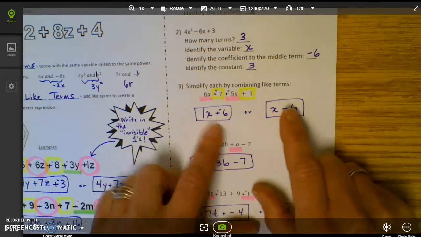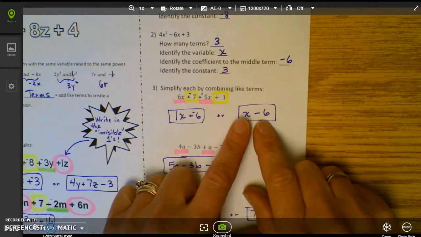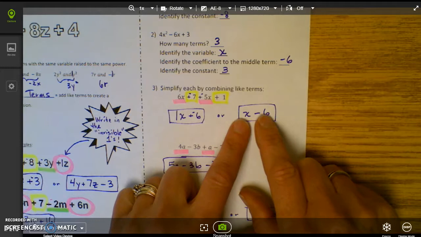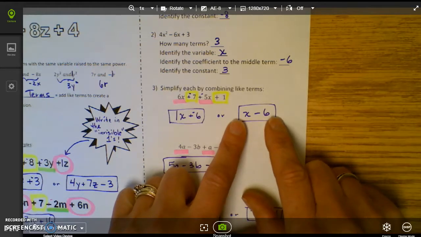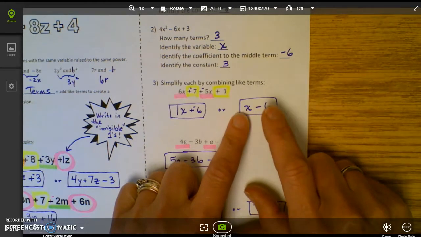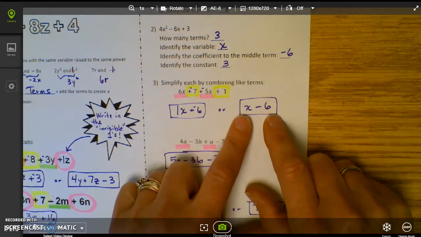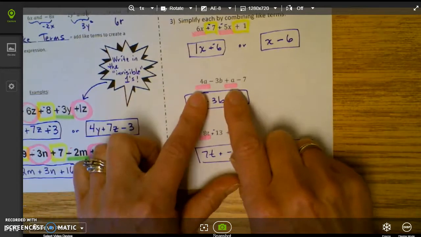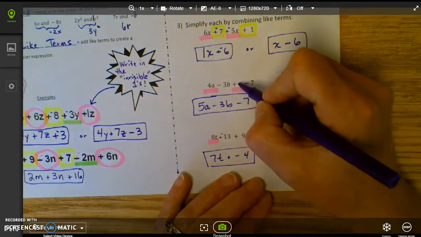And if you want to make it a little bit simpler and shorter, notice that we'll drop the coefficient of 1 on x. We're also going to, instead of having a plus negative 6, remember we can just write that as a minus sign 6 and it has the same value. So again, this one's a little more popular when we write them down because it's shorter and takes up a little less space. Your next one, we have a 4a plus a 1a.